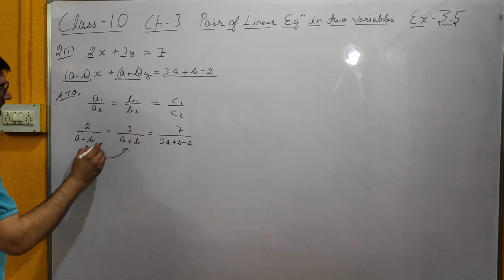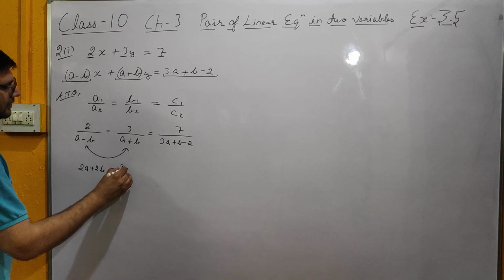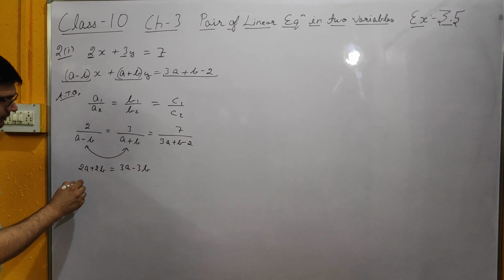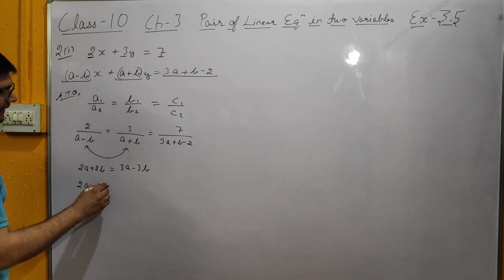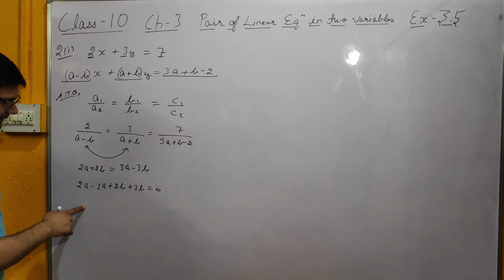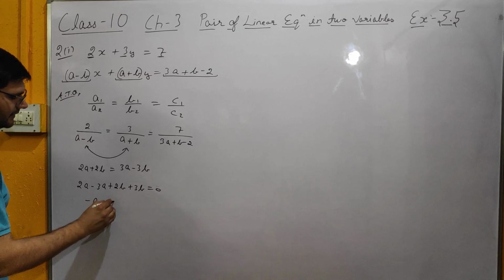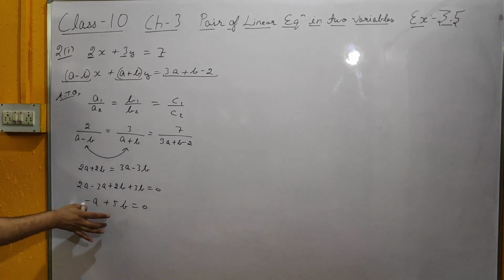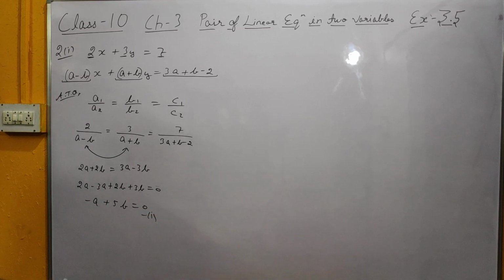Just cross multiply them. You'll get 2a plus 2b equals 3a minus 3b after cross multiplying. So 2a minus 3a then plus 2b plus 3b equals 0. What will it be? Minus a and then plus 5b equals 0. So this is our first equation.